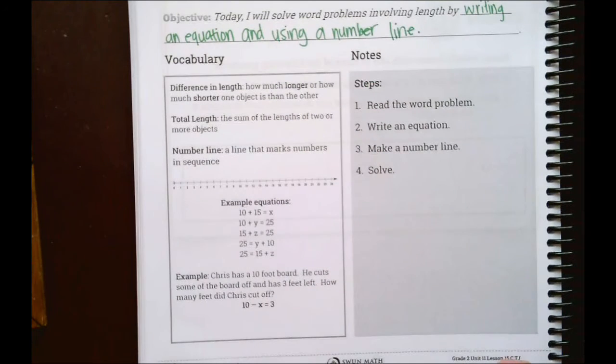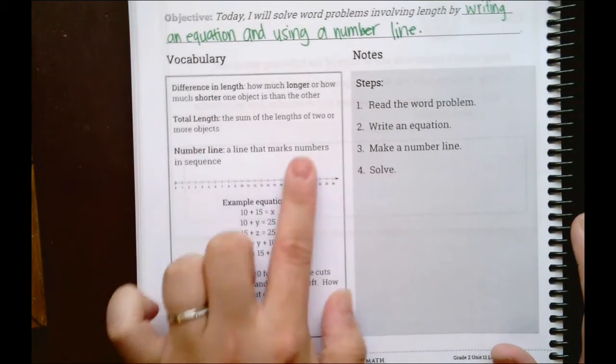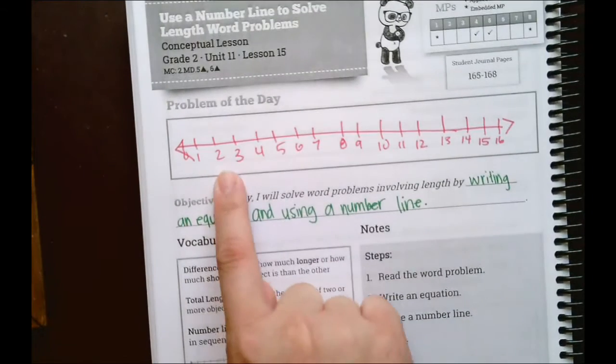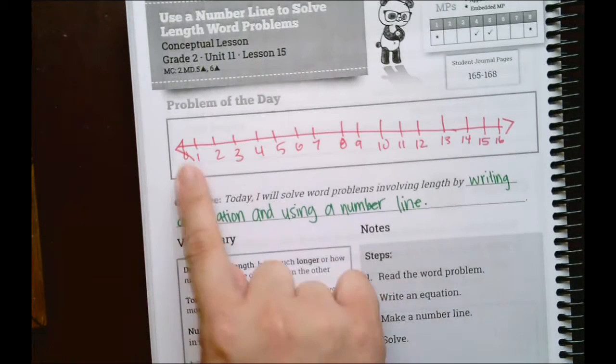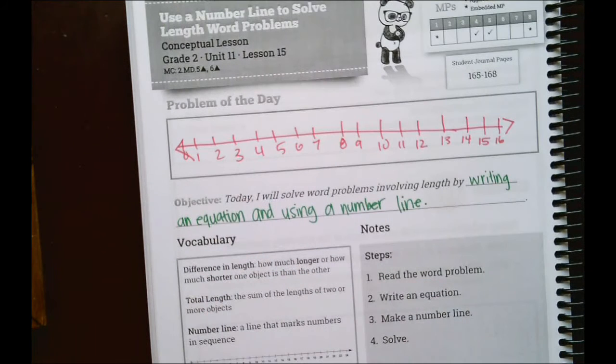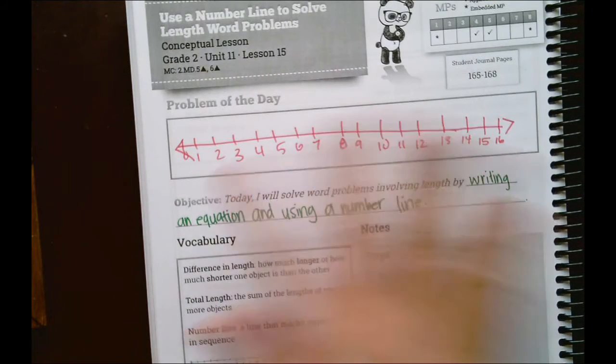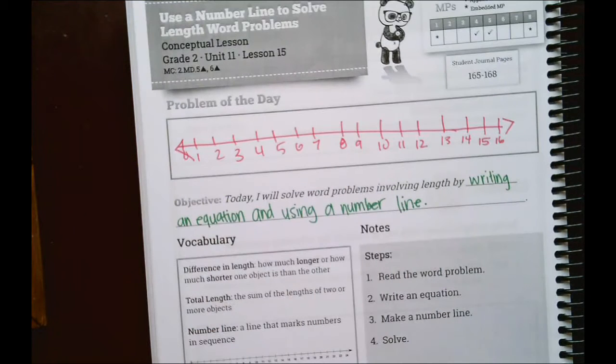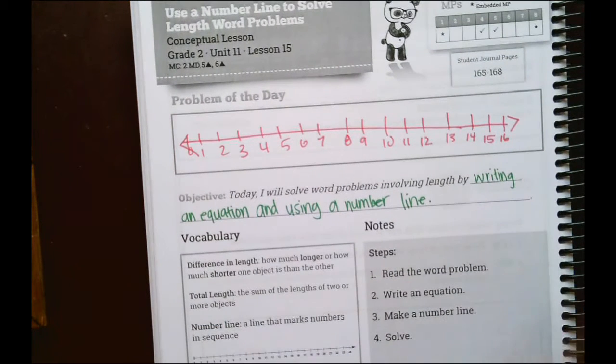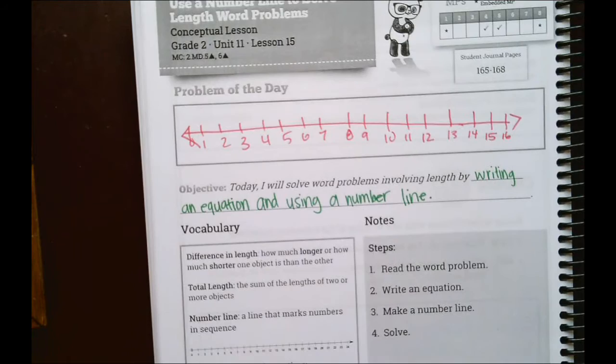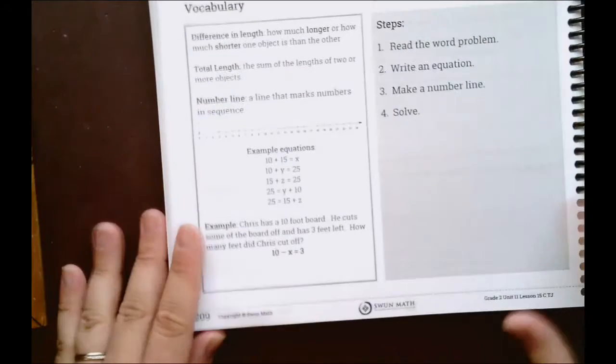All right, number line. Again, a number line is a line that marks numbers in sequence. That's something that I didn't mention up here, but you'll know that a number line is set up in order. So we have 0, 1, 2, 3, 4, 5, 6, 7, 8, 9, 10, and so on and so forth. You don't put 0, 7, 5, 4, 7, 10. It's not out of order. It's always in order, in sequence.